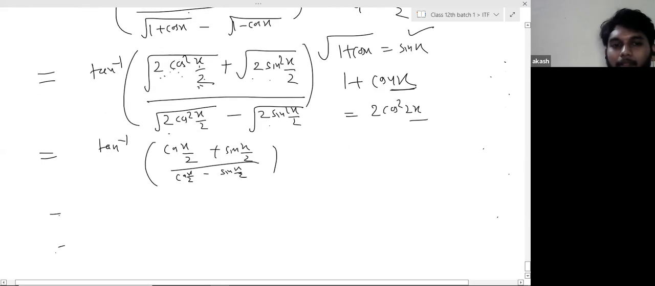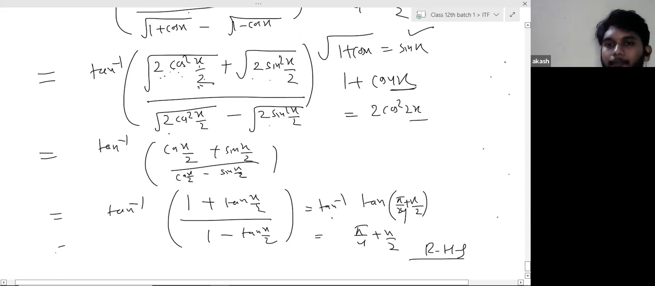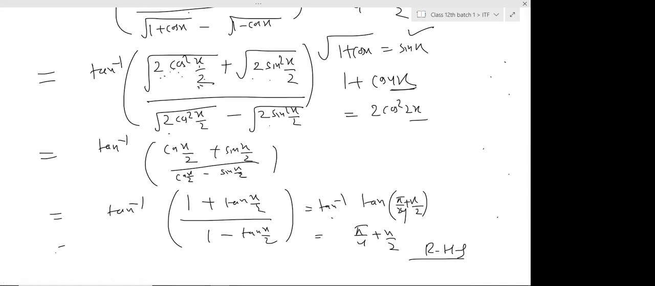So what we will do here is just divide by cos x by 2. So this will be 1 plus tan x by 2 upon 1 minus tan x by 2. And this is tan inverse tan of pi by 4 plus x by 2, using the tan a plus b formula. So tan inverse tan of pi by 4 plus x by 2 is pi by 4 plus x by 2, and this is the RHS, hence proved. All right, is this clear, everyone?